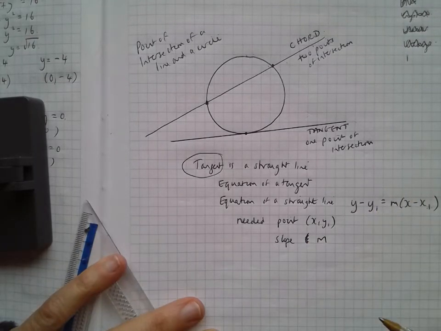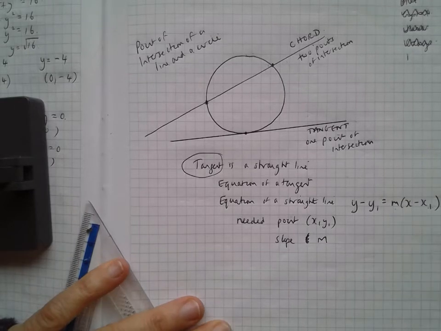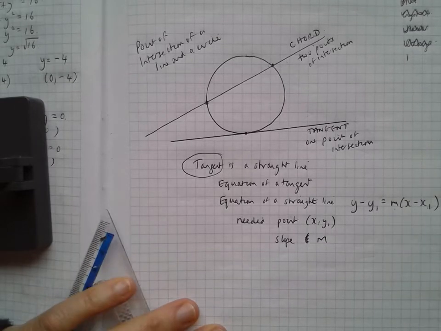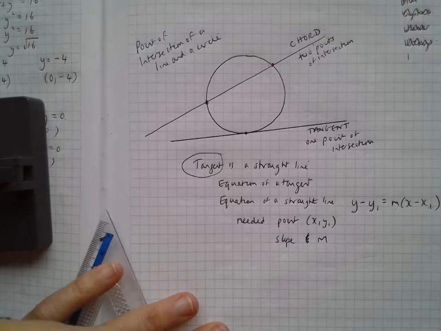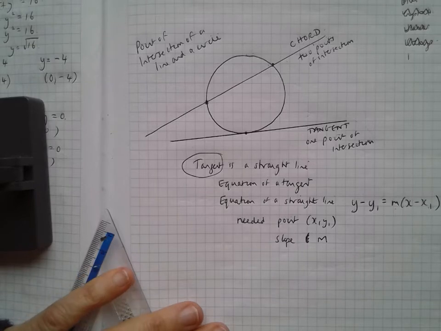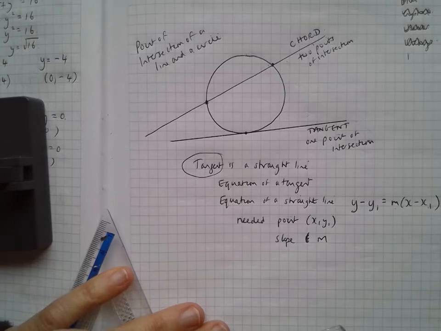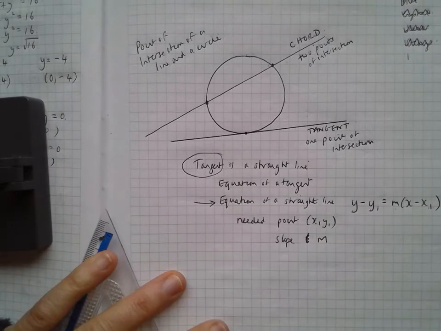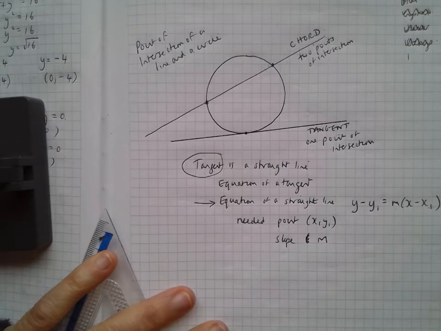So although we're dealing with a circle now, because it's coordinate geometry of the circle, we've got to go back and think about some coordinate geometry of the straight line, because a tangent is a straight line that cuts a circle at one point. And when we're trying to find the equation of a tangent, that's the same as finding the equation of a straight line.